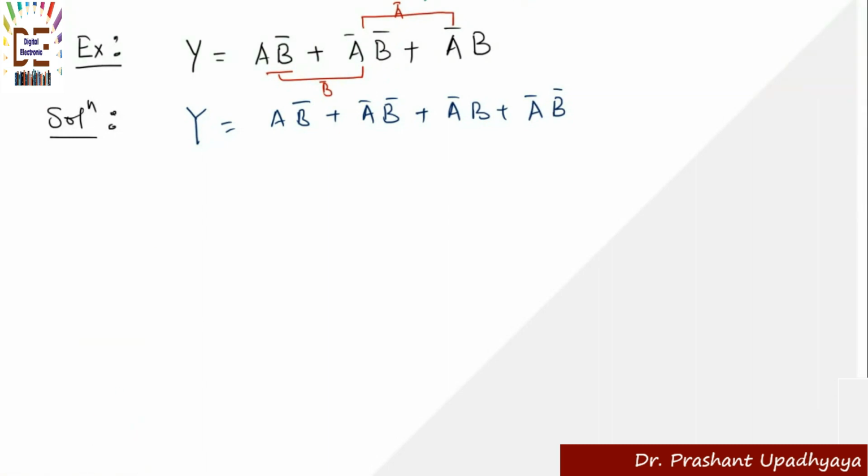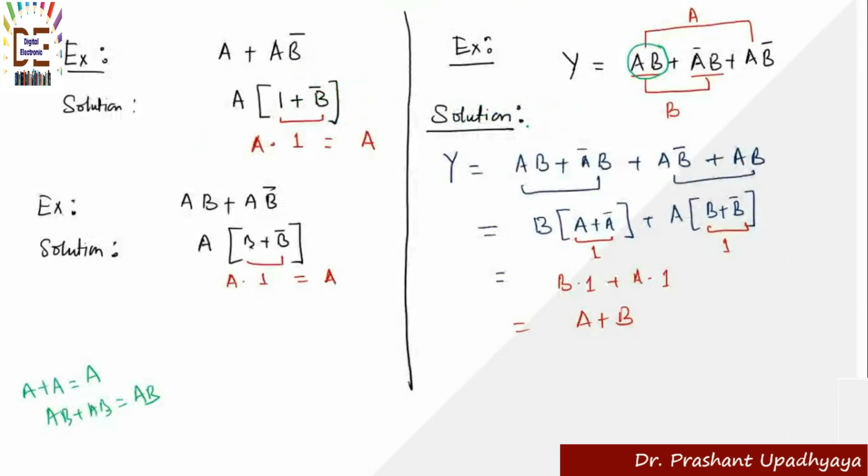This is a shortcut method. You can find out that this a bar and b bar is common. So you have to add this a bar b bar. Even if you see which one was common, a and b, simply you have to add ab. So you got the shortcut method.